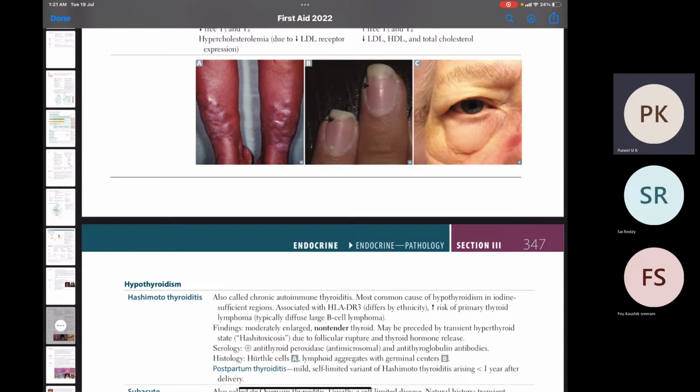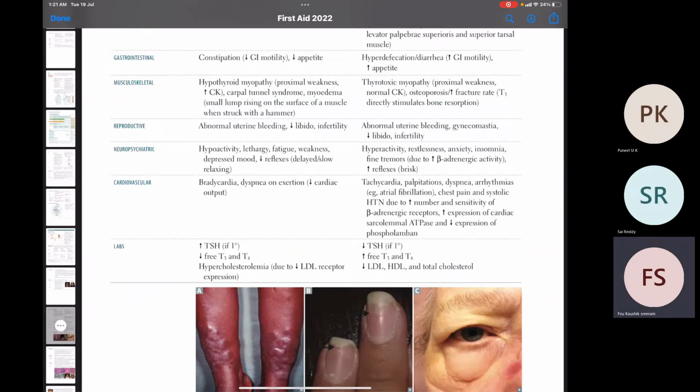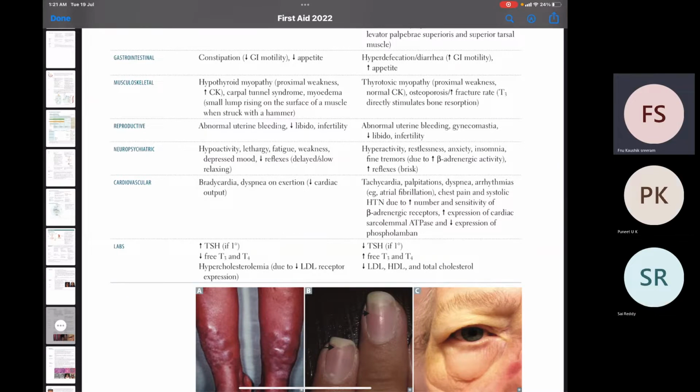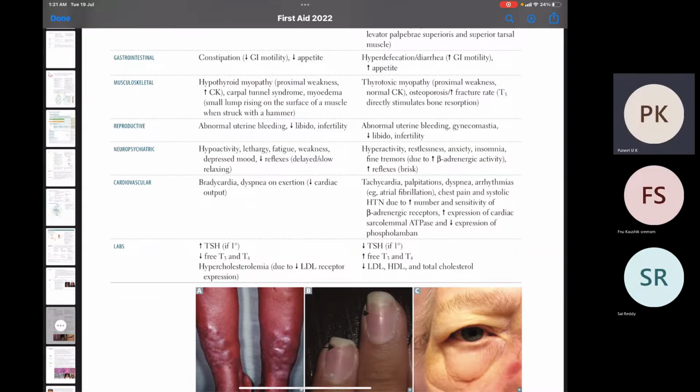Also, there's something called hashitoxicosis. You know what that is? In the initial stages of Hashimoto's thyroiditis, there will be a lot of hormone release because there is destruction of your follicular cells. These follicular cells will eject T3, T4, so initially there will be a hyperthyroid state.